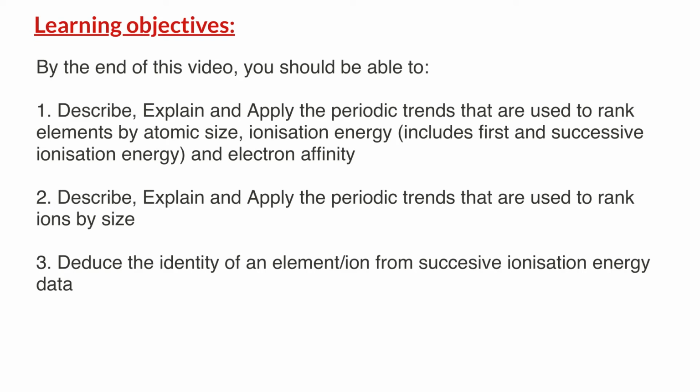By the end of this video, you should be able to: 1. Describe, explain, and apply the periodic trends that are used to rank elements by atomic size, ionization energy, and electron affinity. 2. Describe, explain, and apply the periodic trends that are used to rank ions by size. 3. Deduce the identity of an element or ion from the successive ionization energy data.